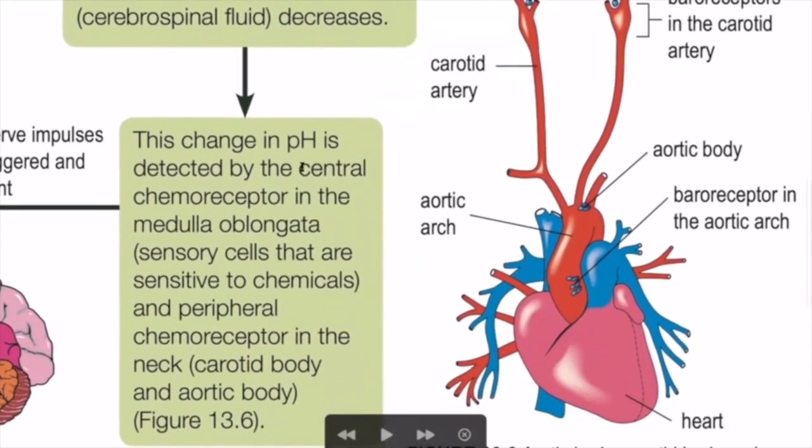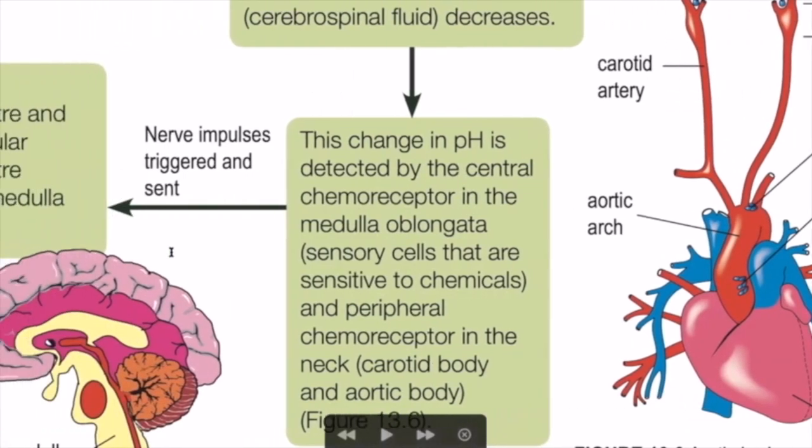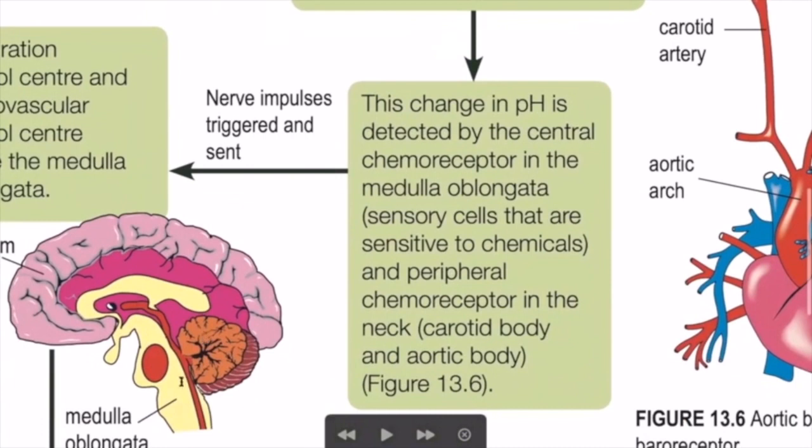So tengok. The change in pH is detected by central chemoreceptor in the medulla oblongata. Okey, chemoreceptor ni apa cikgu? Chemoreceptor ni adalah reseptor yang mengesan perubahan kimia. Perubahan kimia termasuklah perubahan pH. Betul tak? Okey, chemoreceptor tu is a receptor that will detect any chemical change in the body. So what will happen? The change in pH will be detected by chemoreceptor yang ada kat mana? Dekat medulla oblongata. Dekat kepala kita ni, dekat otak kita ada medulla oblongata. Medulla oblongata ni dia ada chemoreceptor. So bila blood pH tu drop, okay, chemoreceptor dalam medulla oblongata will detect.